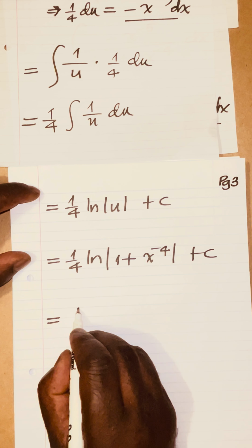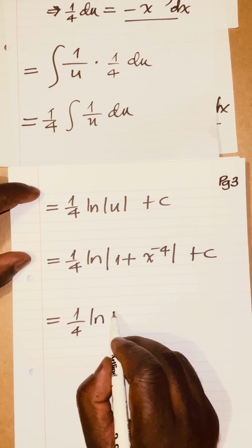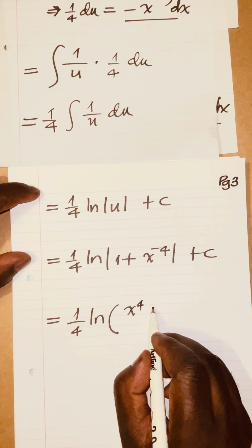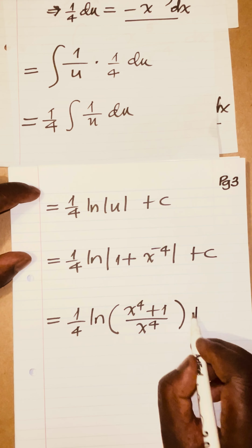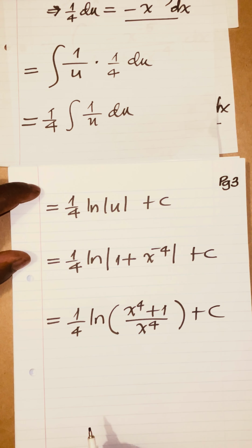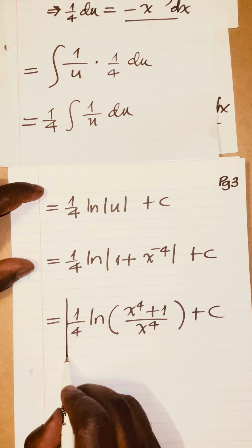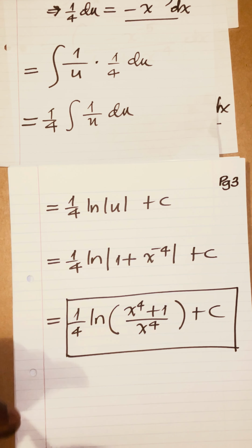Now let's simplify this. Now this is simple algebra here. Convince yourself that this breaks down to a quarter of the natural log of, watch this, now I'm going to use round brackets, x to the power 4 plus 1 all over x to the power 4, and then plus c. Notice that this can never be negative because the power of x is an even number, and therefore we don't need absolute values now. So this is our final solution to this integral here.